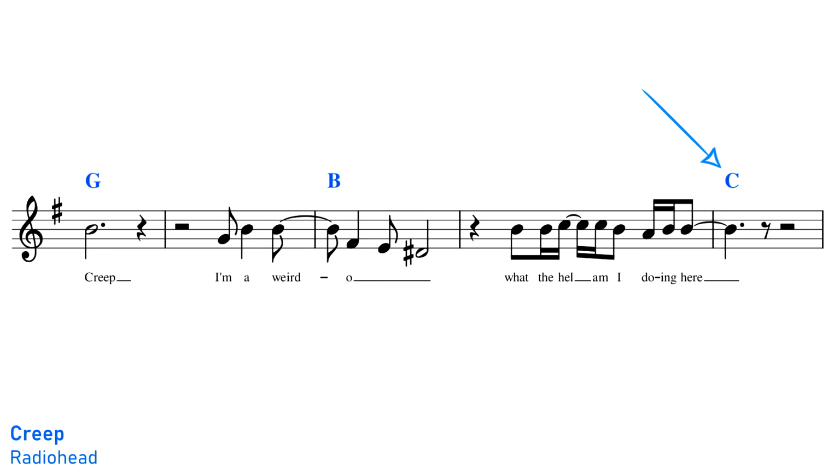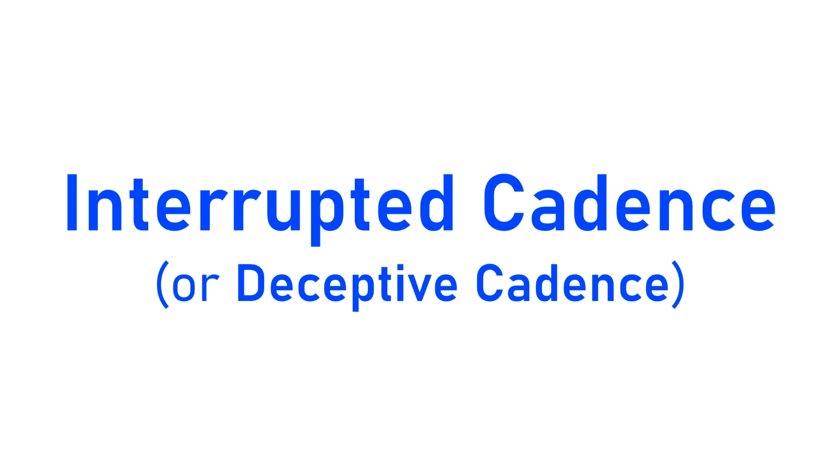As you can hear, this does provide a certain level of resolution, but not a complete resolution. And for this reason, this cadence is often called an interrupted cadence, or a deceptive cadence, as it diverges from the more typical and predictable perfect cadence that we've been looking at so far in this video.